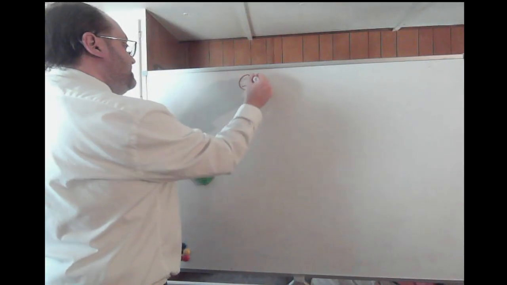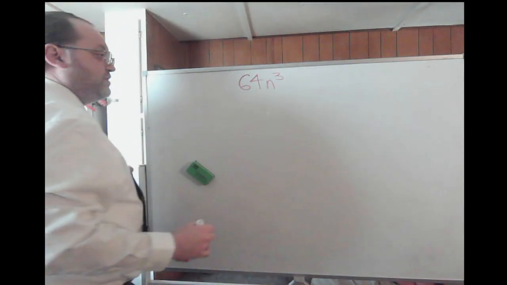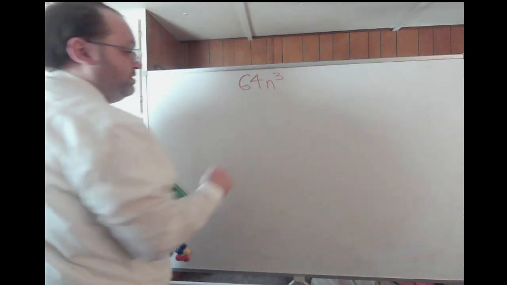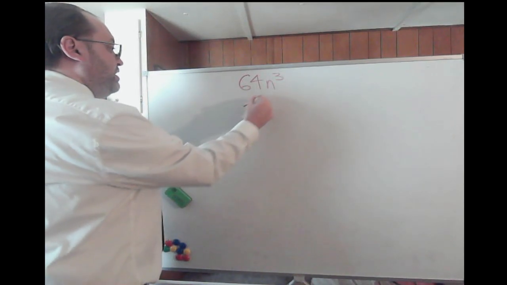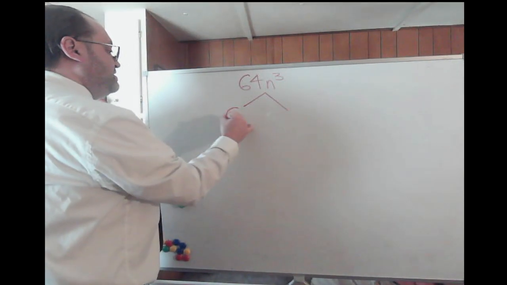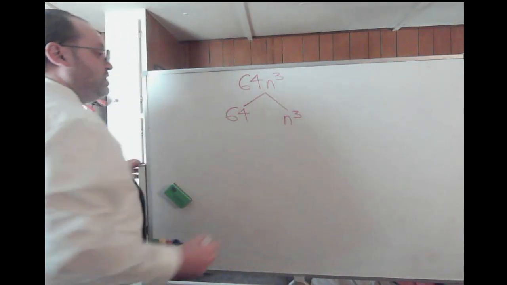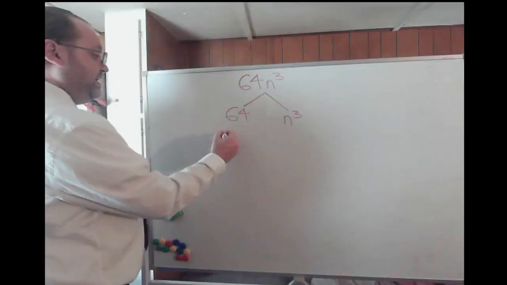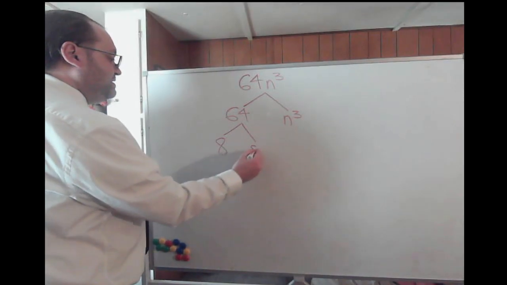We have 64 n cubed. So we have 64 n to the third. How are we going to do the prime factorization of that? Well, we have 2 things being multiplied, 64, then the n cubed. So we can break that down into 64 and then n cubed. Okay, well let's start with 64. Can we factor that? Sure can. Classic factors are 8 times 8.